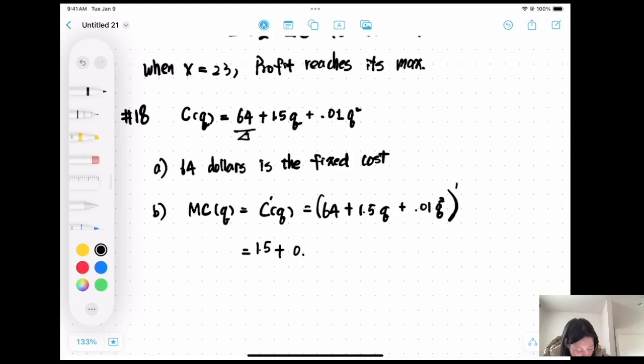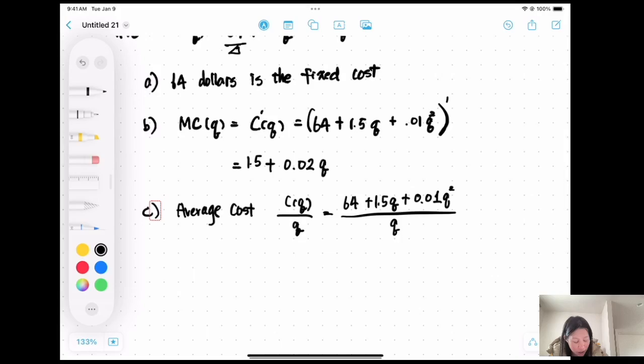And then the next is the average cost. Average cost is equal to the total cost divided by the quantity. So I have 64 plus 1.5q, which is the quantity, and then 0.01 times q squared, divided by q. Simplify it. I have 64 over q plus 1.5 plus 0.01q.